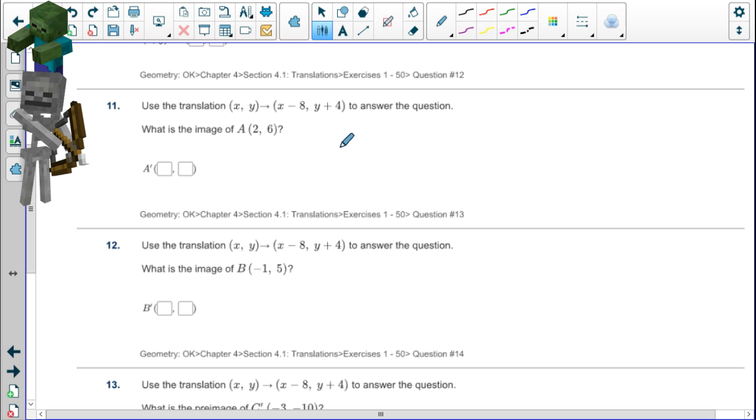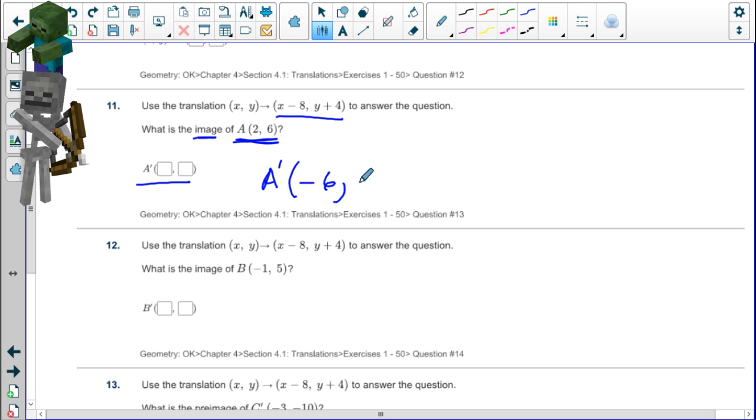So on this one, they're saying, okay, here's the rule you're supposed to use, and this is the pre-image. Remember, A is the pre-image. So they're saying, what is the image? In other words, what is A prime? Okay, so this is the rule we're using. So basically, it says take the 2 and subtract 8. So to get A prime, we're going to take this 2 right here, and we're going to subtract 8. So what is 2 minus 8? 2 minus 8 is negative 6.